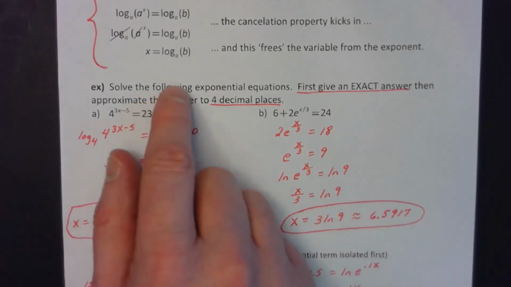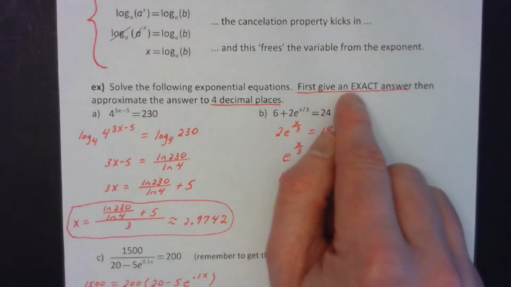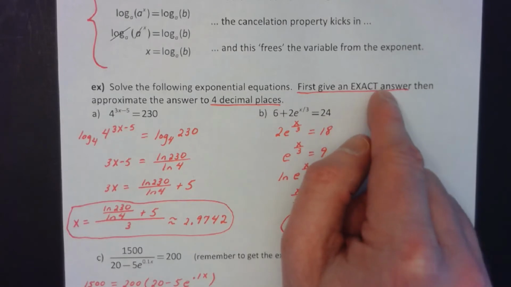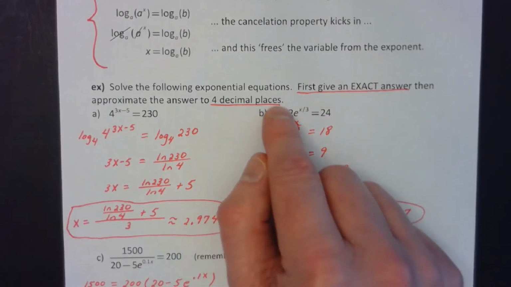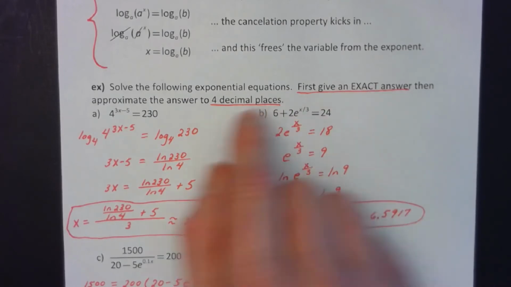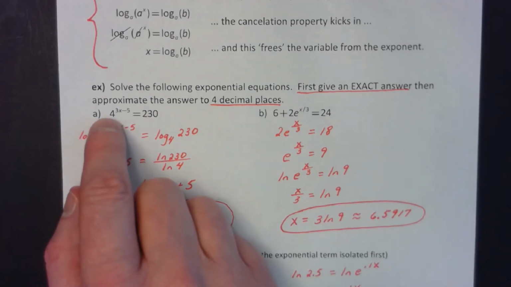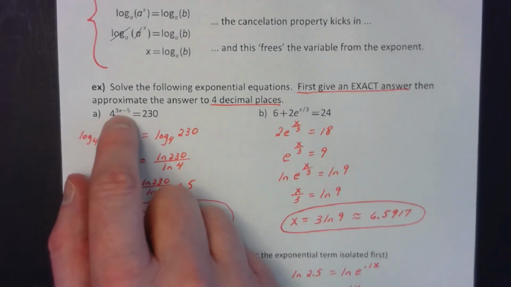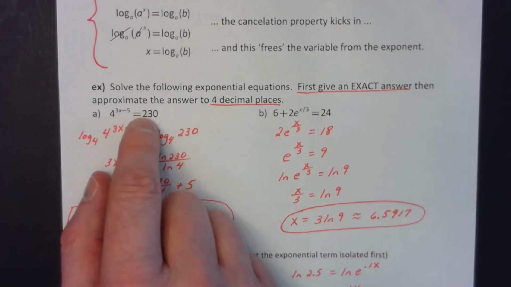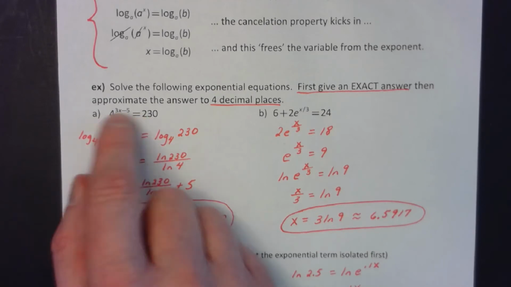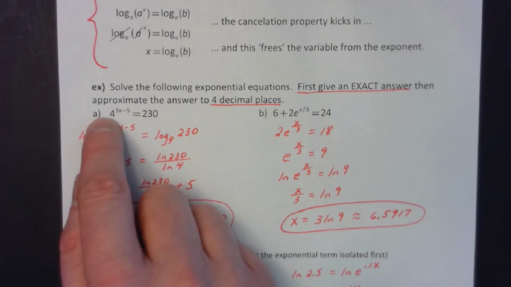So my first problem, and keep in mind these problems I will always want an exact answer, and then we'll use our calculator to get the decimal approximation. So if we have the exponential equation 4 raised to the 3x minus 5 power is equal to 230, then the first thing you need to do is say I need to get rid of that exponential base 4. How do we do that?